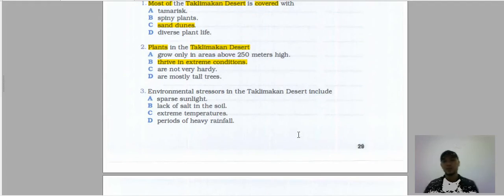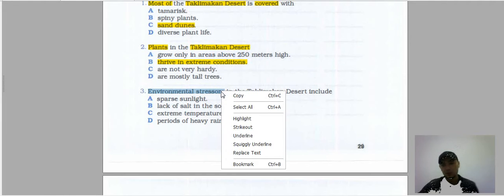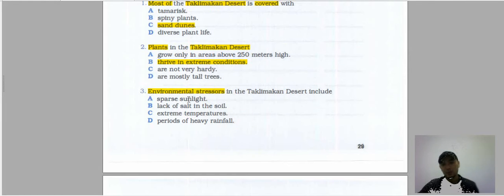Next question is environmental stressor in Taklamakan Desert include. That means, my friends, here another multiple choice question. Environmental stressor. You know the meaning of the stressor, and we have looked through it. It is what the problem. Okay.